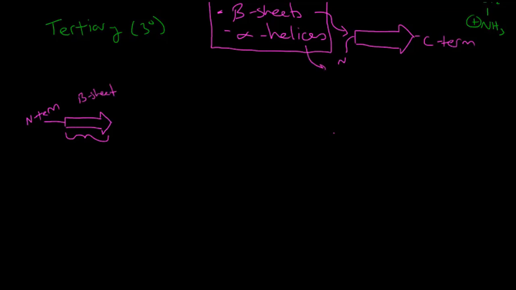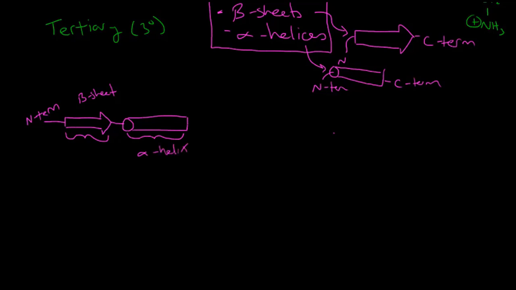Our alpha helices we represent as cylinders, and again, these are always going to be oriented from the N terminus to the C terminus. So within the polypeptide chain, if we have a cylinder, this means that this region of amino acids is part of an alpha helix.